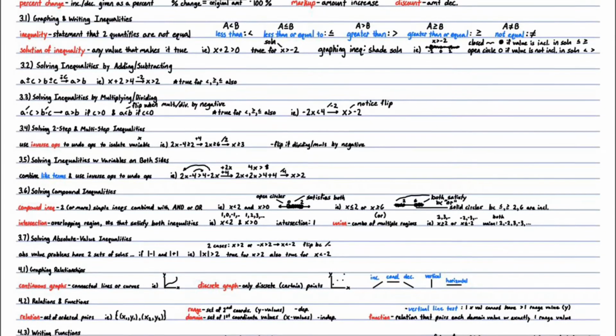Graphing relationships. A continuous graph has no discontinuities or breaks in the graph. A discrete graph is only certain points. A graph can be increasing, constant, decreasing, vertical, or horizontal.